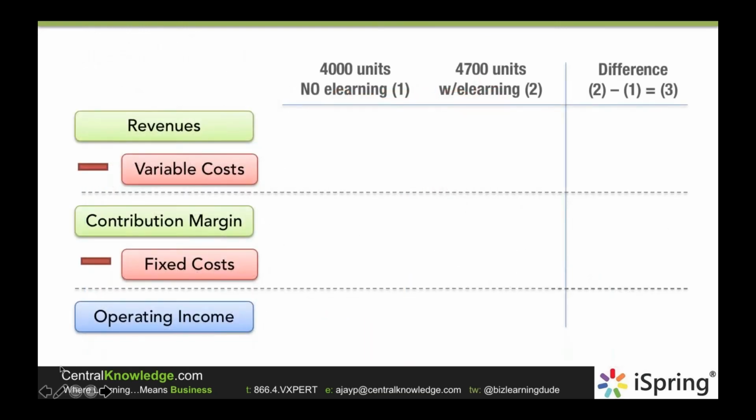So we have our behavioral income statement on the left, and the first column is 4,000 units of the current sales levels with no e-learning. The new world, if we put the e-learning in and increase sales by 700 units, and then our variance, our differences in the two worlds, okay? So revenues go up by $140,000, right? So we put e-learning in, we sell 700 more units, we make $140,000 more in revenue.